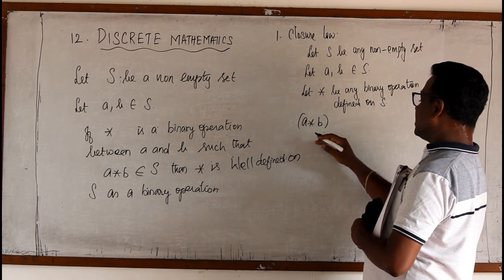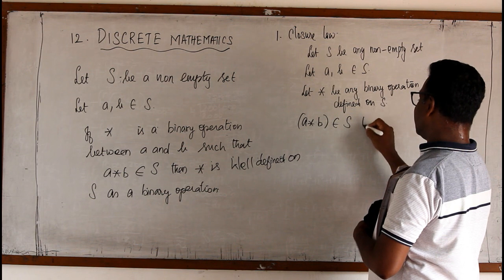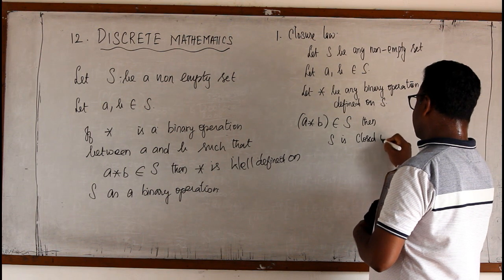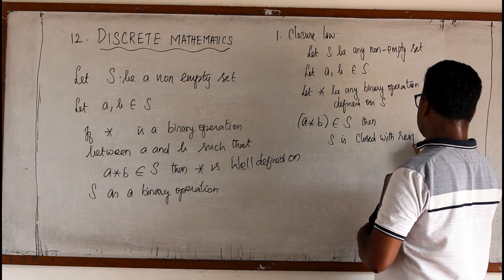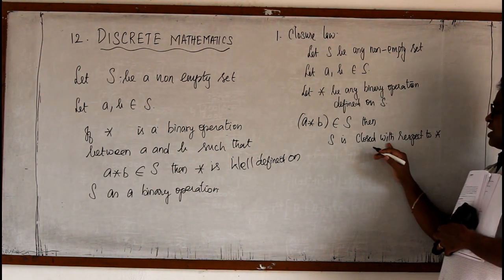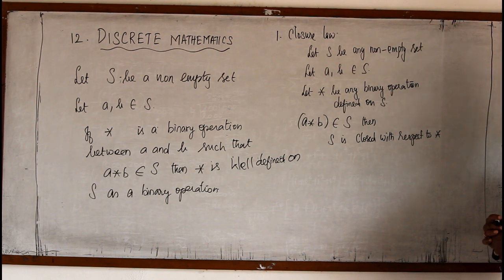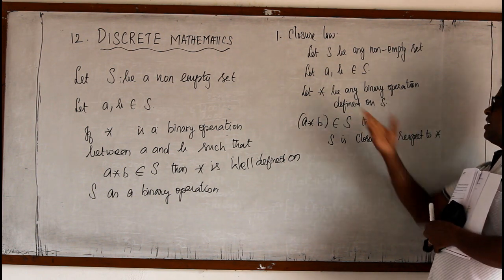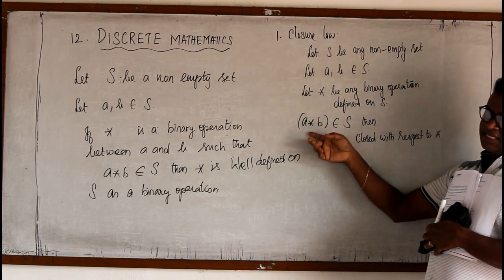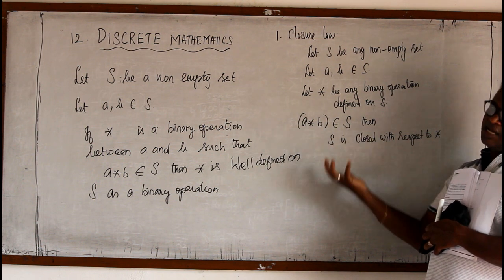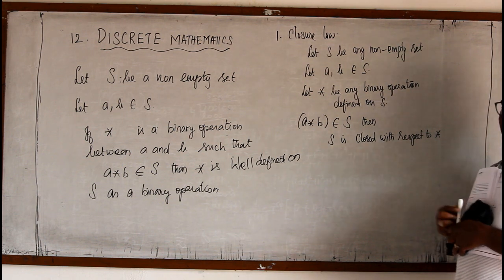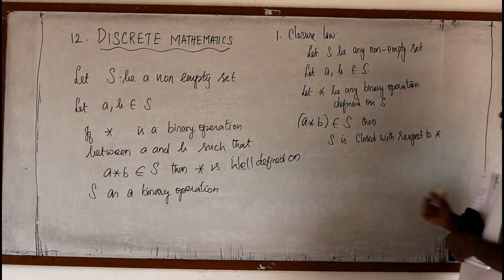Then if A star B is also in S, then S is closed with respect to star, or the closure law is well defined in S. This is called the closure law. If I take any two elements and operate with the operation defined on S, and the result is also an element in S, then we say S is closed with respect to star.